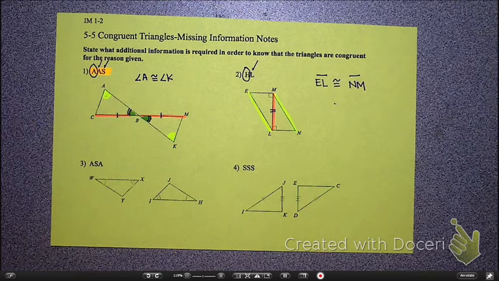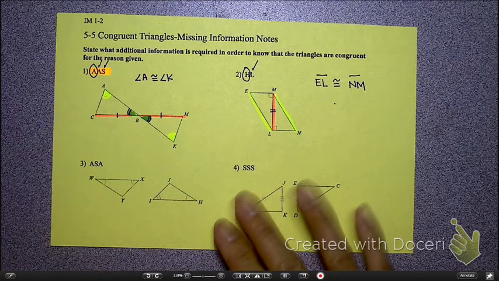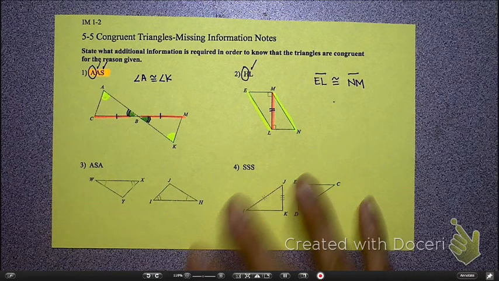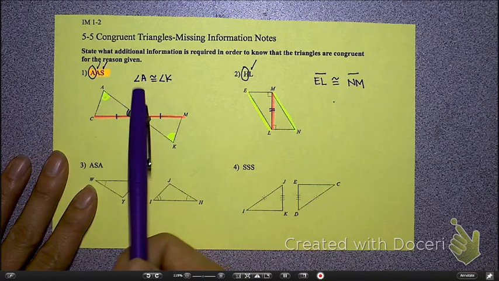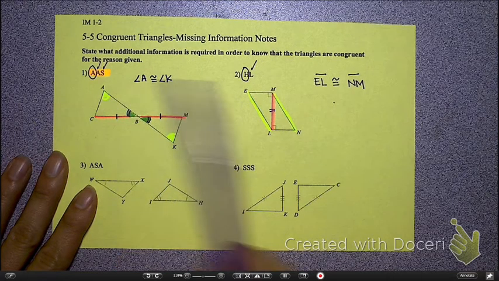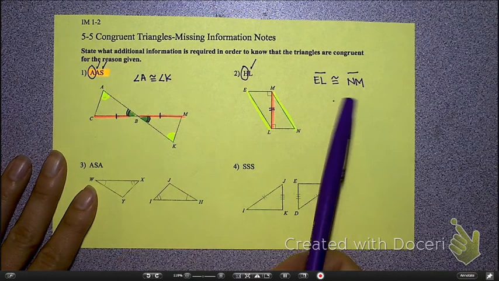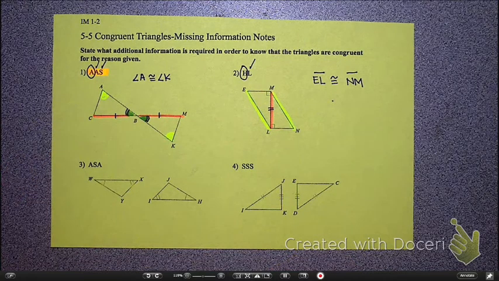Okay? Does that make sense there? Does it make sense why in this one I named angles? Because I was missing an angle. And in this one I named a side because a hypotenuse is not an angle. It's a side, right? Okay, let's go to problem number 3.